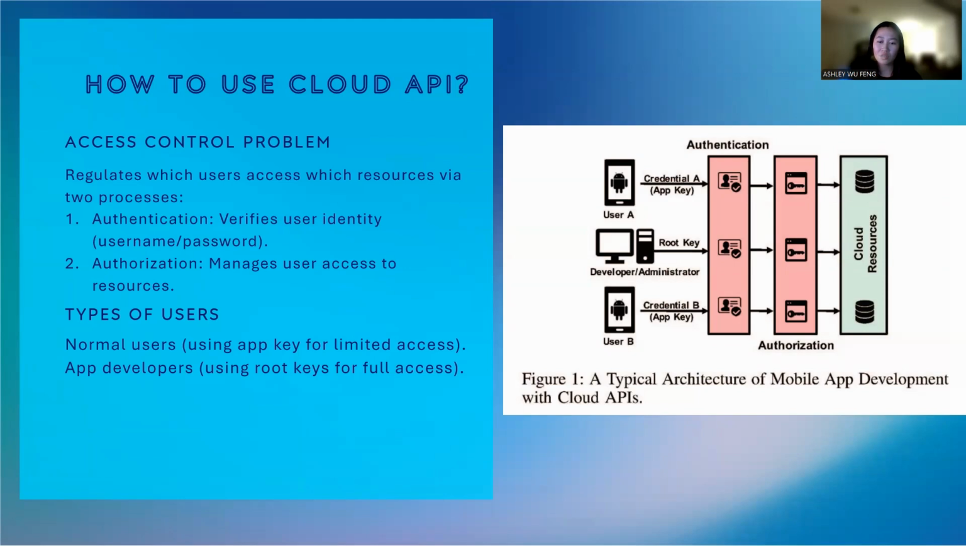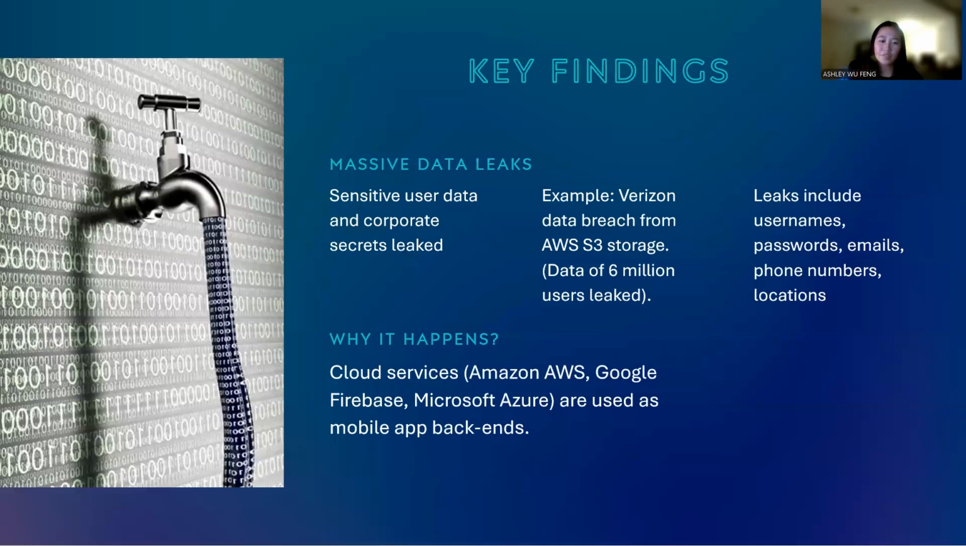It was found that data leaks occur due to misuse of authentication keys, particularly in Azure and AWS, and misconfiguration in authorization permissions, which were common in Firebase and AWS. Key findings. Improper use of cloud APIs has led to significant data leaks.